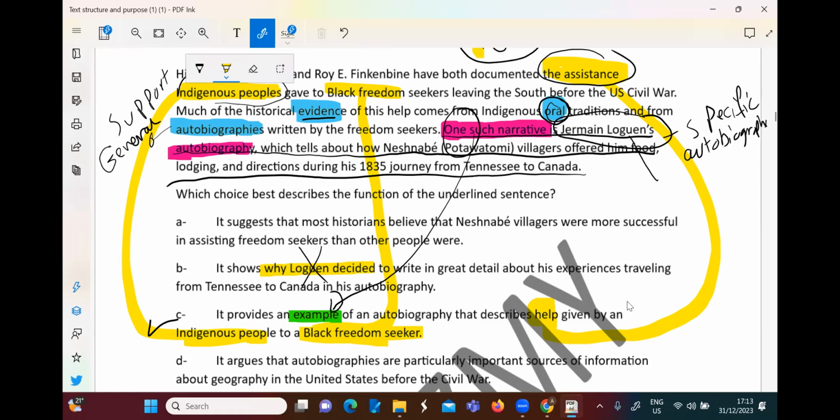But if I want to answer it quickly, if I say "one such narrative," is this a reason or an example? Example. When I say "such as," I'm giving examples. I'm not telling why. I'm not giving reasons. So there are different ways to make sure that C is the right one. So Jumana, you will stay with me.